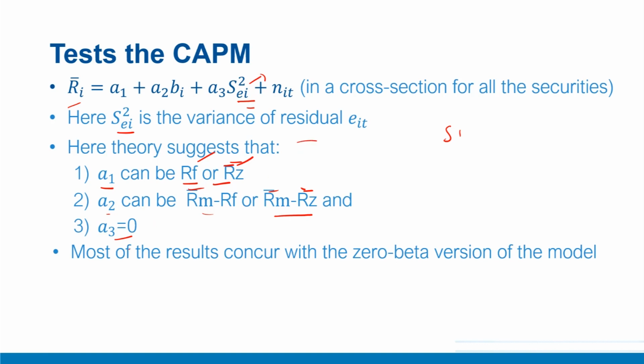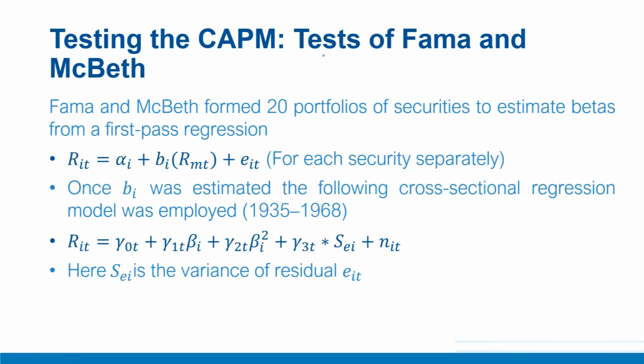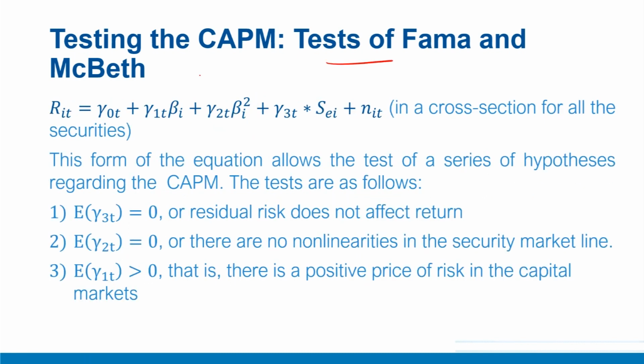So broadly, the empirical evidence concurred with the zero beta version of the model. That means this A3 was 0 and this A1 was higher than the risk-free rate. It was somewhat higher and indicated that it corresponds to some zero beta rate. And A2 was significant, which indicated that indeed the market risk, or systematic non-diversifiable risk, has some explanatory power over expected returns. Let us discuss the very celebrated first and second pass test of Fama and MacBeth.